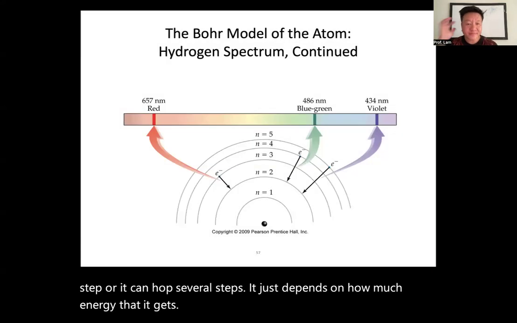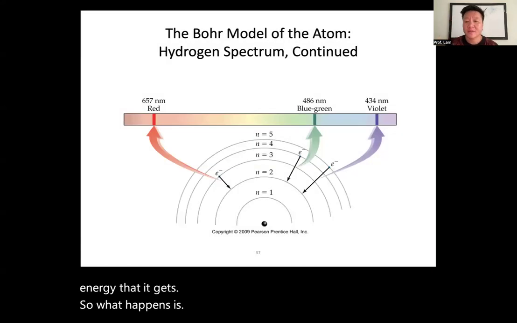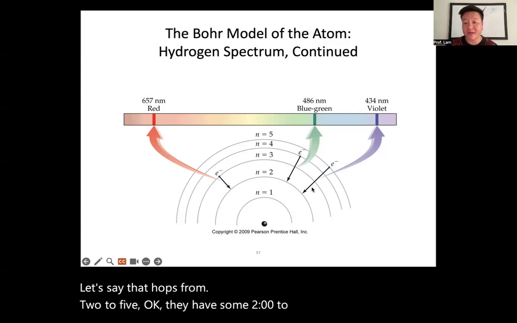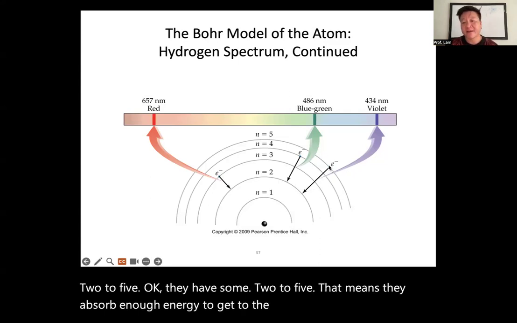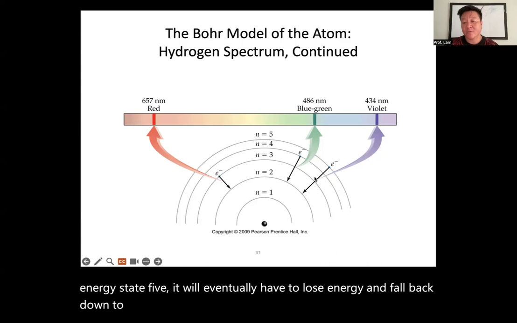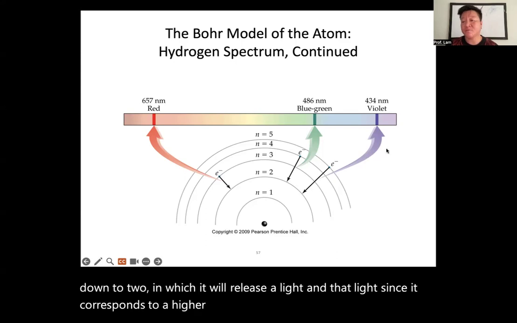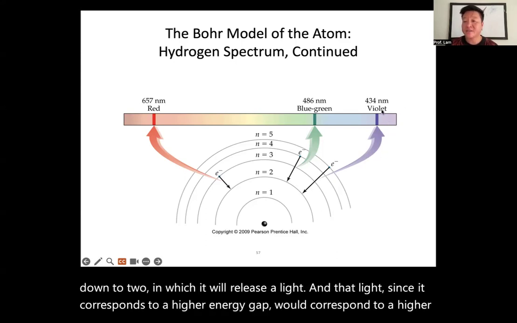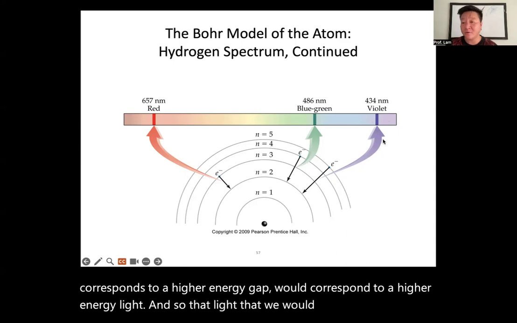So what happens is, let's say it hops from 2 to 5. If it hops from 2 to 5, that means it absorbed enough energy to get to energy level 5. Now, from energy state 5, it will eventually have to lose energy and fall back down to 2, in which it will release a light. And since that light corresponds to a higher energy gap, it would be a higher energy light. And so the light that we would see would be purple.